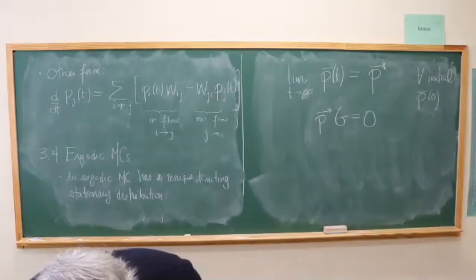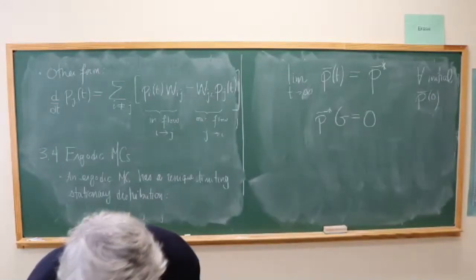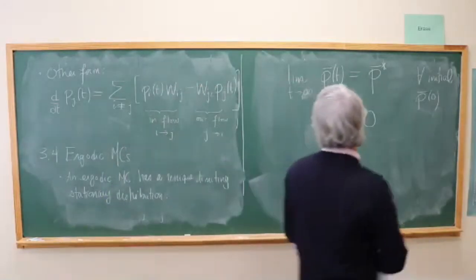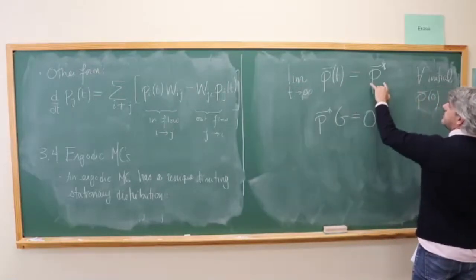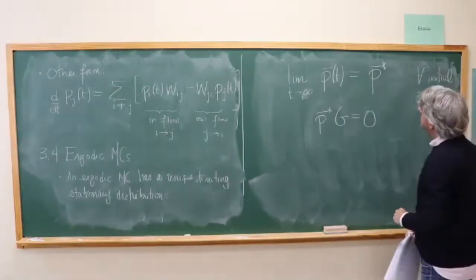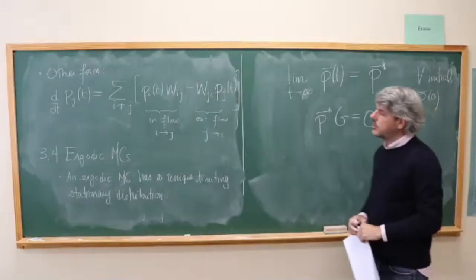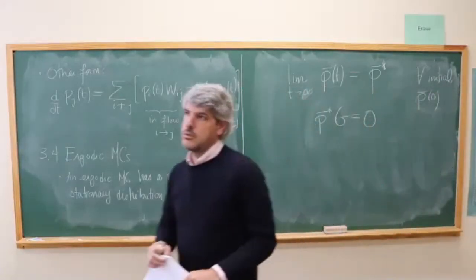In this limit, is it an element-wise or uniform limit in the vector P? This is element-wise, right? This is a vector, and all the elements converge element-wise to that vector P star. So this is the limit vector in the same sense that you would.